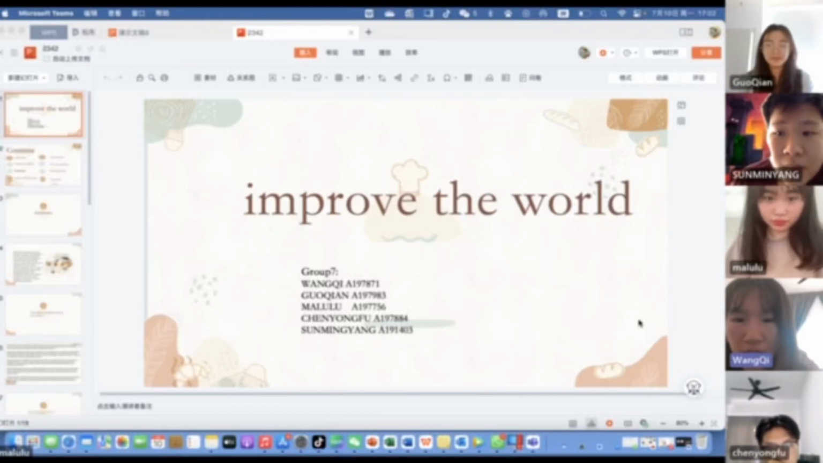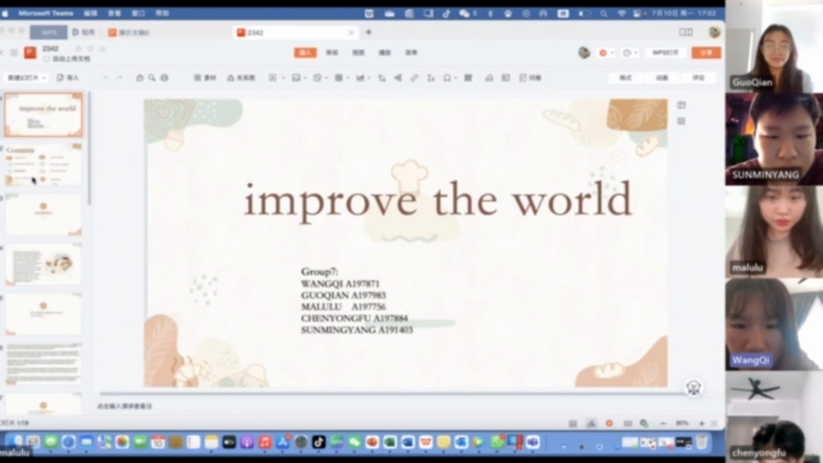Okay, my group topic is Improve the World. We are group 7. My group members are Wang Qi, Guo Qian, Ma Lulu, Chen Yongfu, and Sun Mingyang.